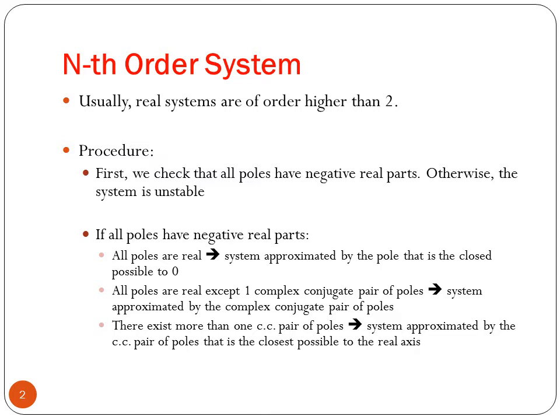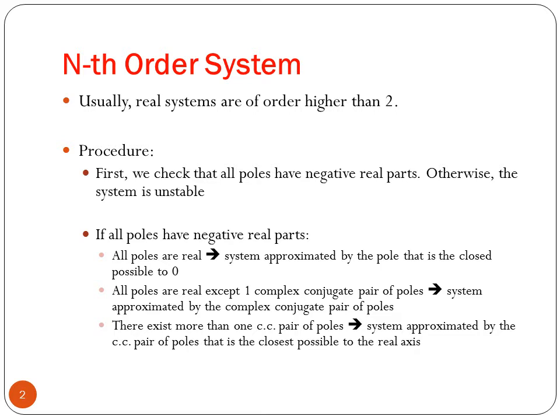In other terms, we have to check if the system is stable, because if the system is not stable, it isn't worth going through the time domain analysis. So whenever we have all poles with negative real parts, we have three different case studies. The first one is when all poles are real. So we'll approximate the system by the pole which is the closest possible to the imaginary axis.